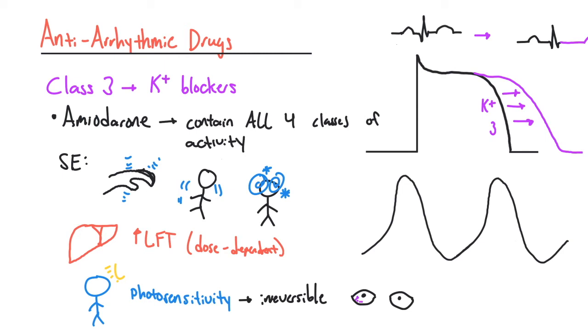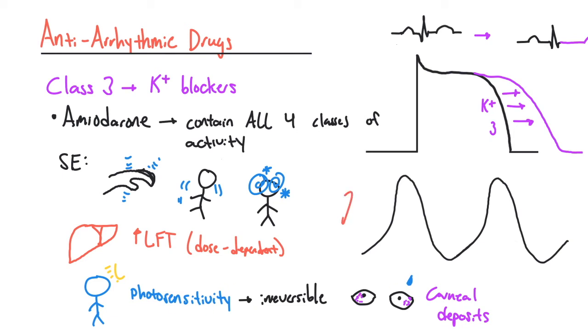Amiodarone can also build up into little deposits in the eyes called corneal deposits. But luckily, this is reversible with administration of eye drops such as Clear Eyes, which does have to be done frequently and for a prolonged period of time, but it can be resolved, unlike the photosensitivity.